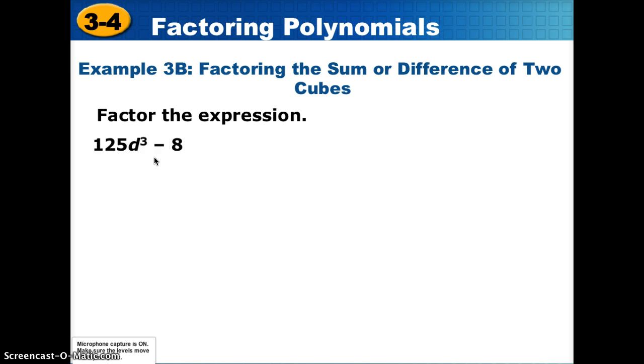You have another example in your notes, example B, so I'd like you to pause the video, try this one out. Remember to show it first. Well, first look for GCFs, and after you factor out any GCFs or determine you don't have any GCF, then show each of the terms as a perfect cube and then use the pattern. Turn the video back on when you're ready to check your answer.